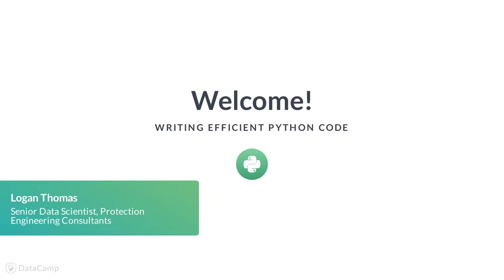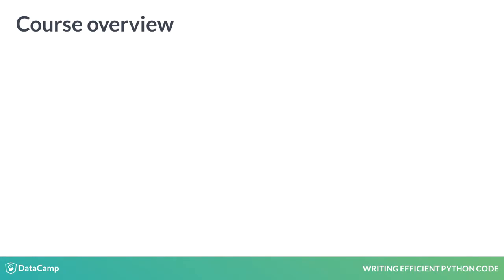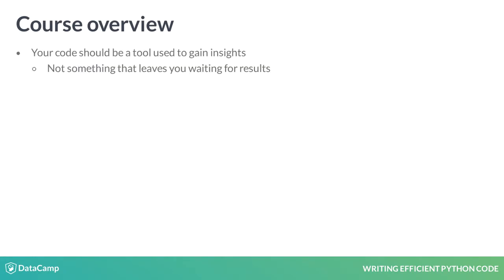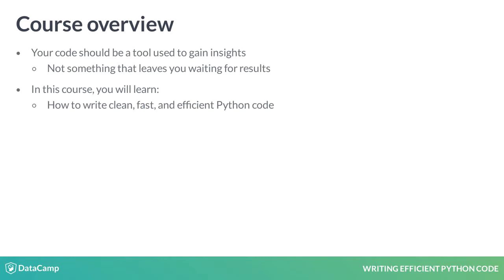As a data scientist, the majority of your time should be spent gleaning actionable insights from data. Whether you're cleaning and curating a messy dataset, deploying a machine learning model, or creating a sleek data visualization, the code you write should be a helpful tool to quickly get you where you need to go, not something that leaves you waiting around. In this course, you'll learn how to write cleaner, faster, and more efficient Python code.